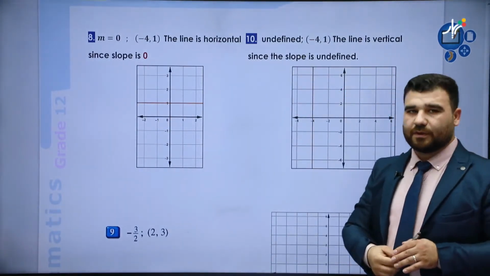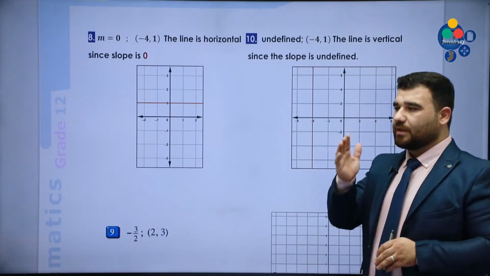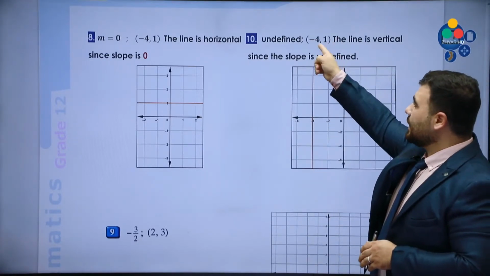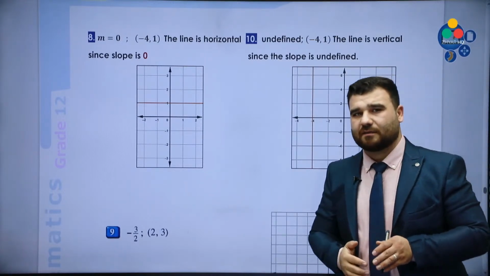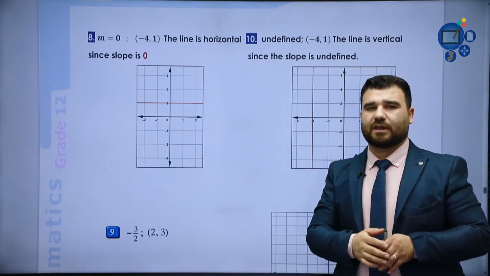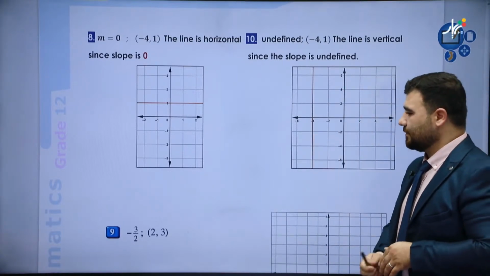Slope is undefined. We know the line is vertical. When the line is vertical, y doesn't matter, only x. The x value is -4. This line is a vertical straight line through -4 on the x-axis.